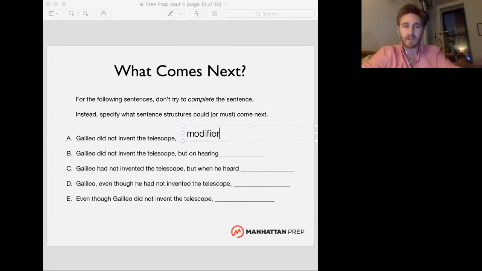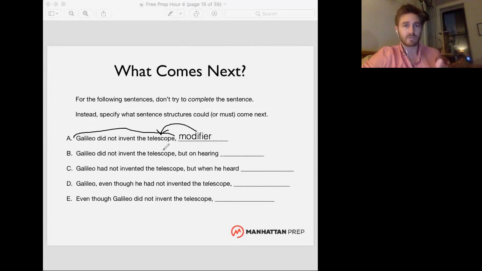There could be a modifier that comes after this comma. A few types of modifiers. I could describe what a telescope is. I could say, Galileo did not invent the telescope, which was in fact invented by Copernicus. That's a modifier of the telescope. Okay, I could modify the subject verb. I could modify the whole clause with an ing modifier, as before. So there's a few options in this first sentence.